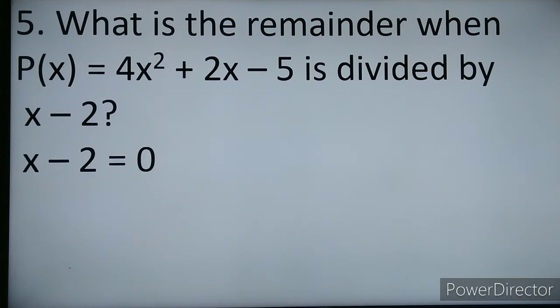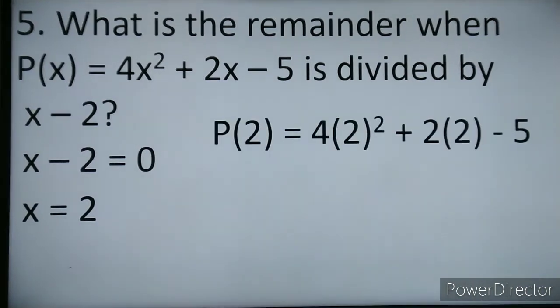First, if you are going to use the remainder theorem, so the divisor will be equate to 0. We have now x minus 2 equals 0. Adding both sides by positive 2, the value of x is equals to 2. Then after that, you are going to substitute it to the polynomial function, p of x equals 4x squared plus 2x minus 5. Let us see the solution.